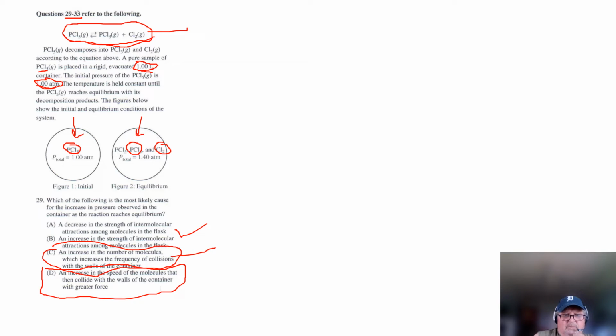D would be a temperature effect because speed is related to temperature. So it's C. The more gas particles you have, the more collisions. Straightforward theory, the kinetic theory of gases.